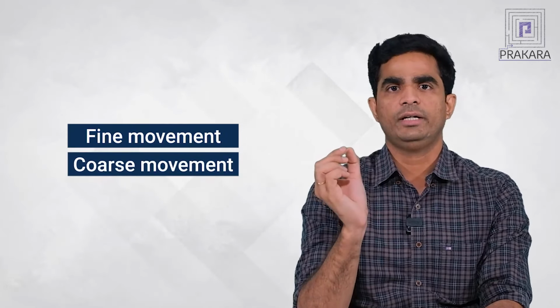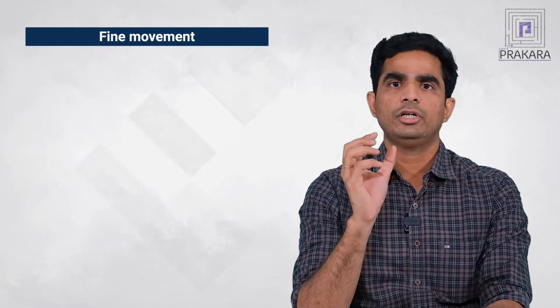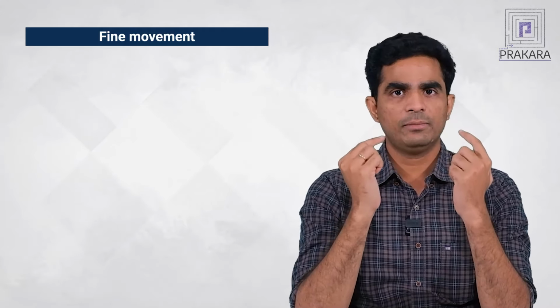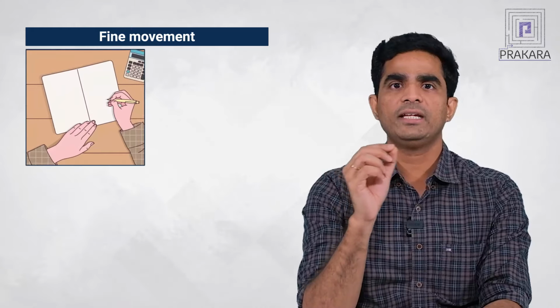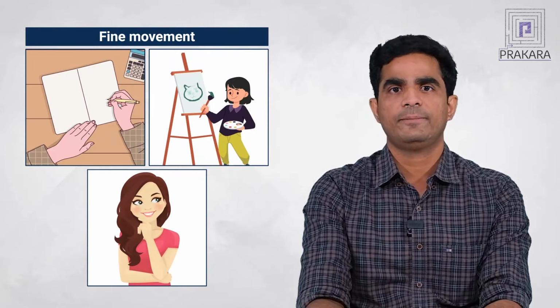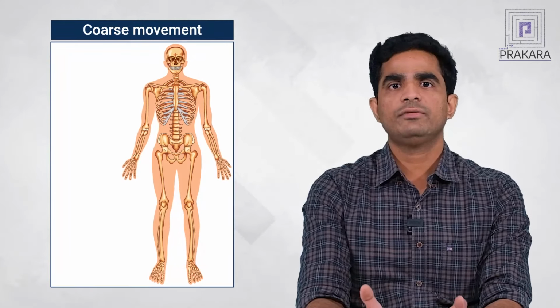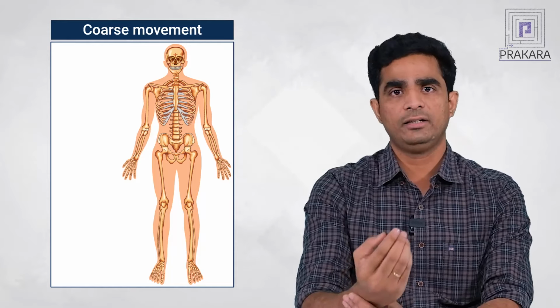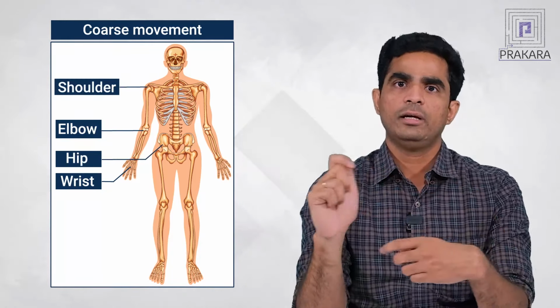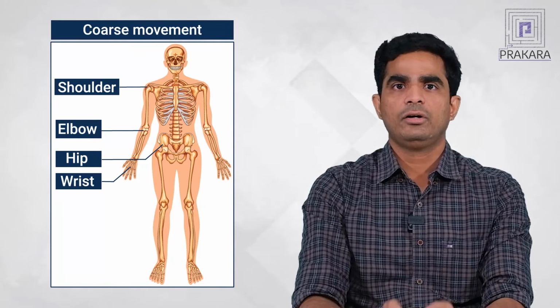and the coarse movement. Students, remember, fine movements means those movements which you do with your fingers, your lips, the facial muscles and the toes of your feet. Like for example, writing, painting, smiling, these are fine movements. In contrast, coarse movements means those movements which you perform using bigger joints like wrist joint, elbow joint, shoulder joint, hip joint, like walking, playing tennis or cooking.